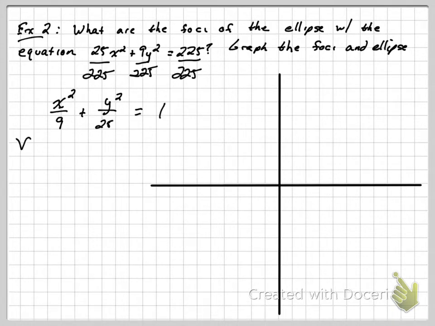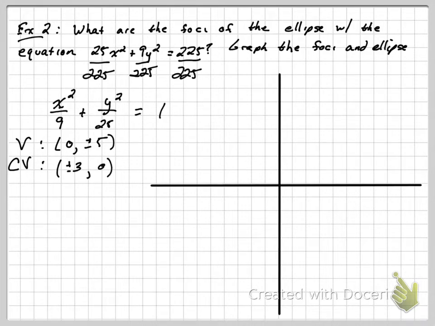So let's find my vertices and my co-vertices first and foremost. Now, where's my bigger number? It's under the y, so that's going to go in the y-coordinate. The vertices are 0, 5 and 0, negative 5, but you just write it as 0, plus or minus 5. The co-vertex then, since it's under the x, is plus or minus 3, comma 0. So that's how we're going to graph it.